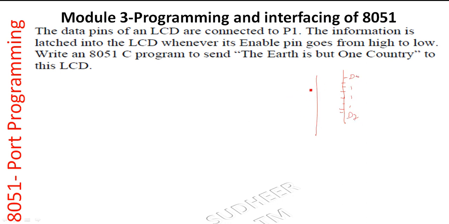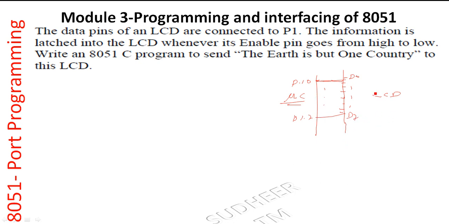In our microcontroller, it should be connected to P1. So P1.0 we need to connect to D0, and so on, up to P1.7 which we connect to D7 of our LCD. So this is our LCD, this is our microcontroller. Then there are a few more pins. We will study in detail what the other pins are, and this one pin is not enough to control the LCD actually. So there is a latch inside.